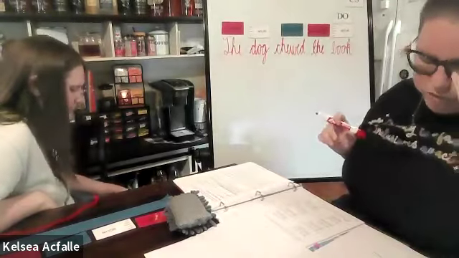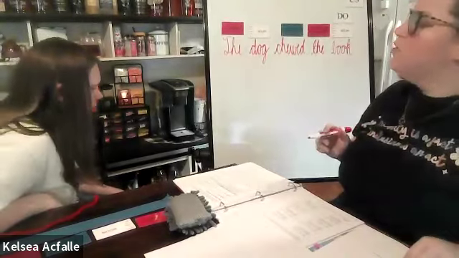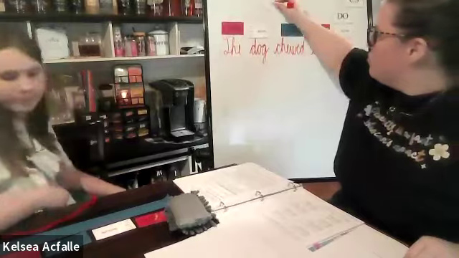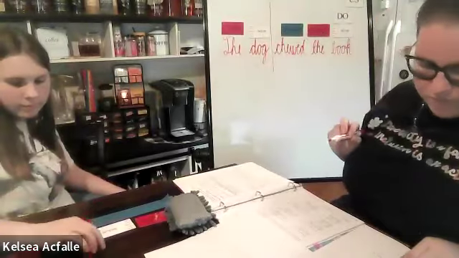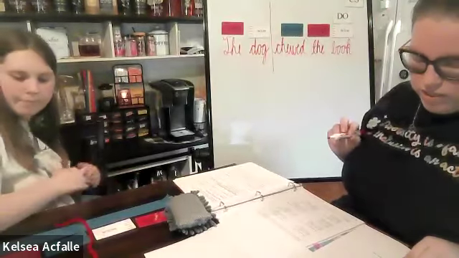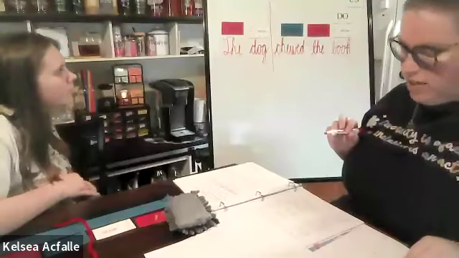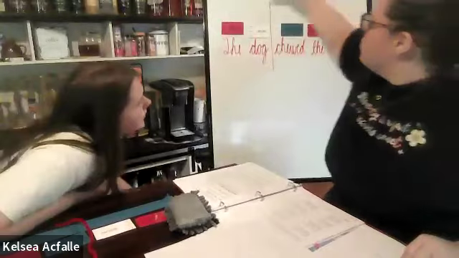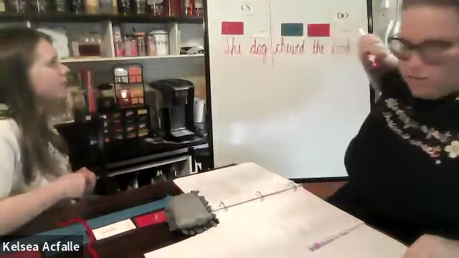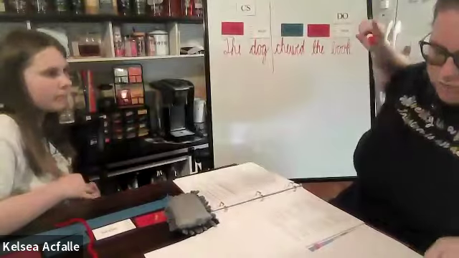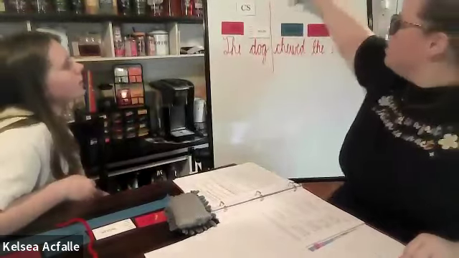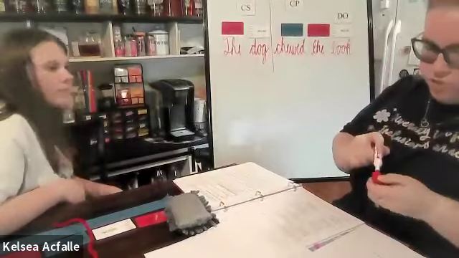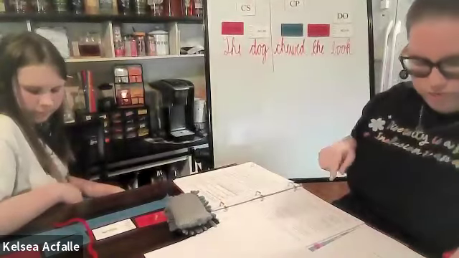Good. Okay, where do we divide this sentence? Before the action verb. Good job. Everything before the action verb is the complete subject. And the action verb and everything after it is the complete predicate. Yes. All right. We're going to label this down to our top line. So when we start doing it, you're going to move it down to your blue line.